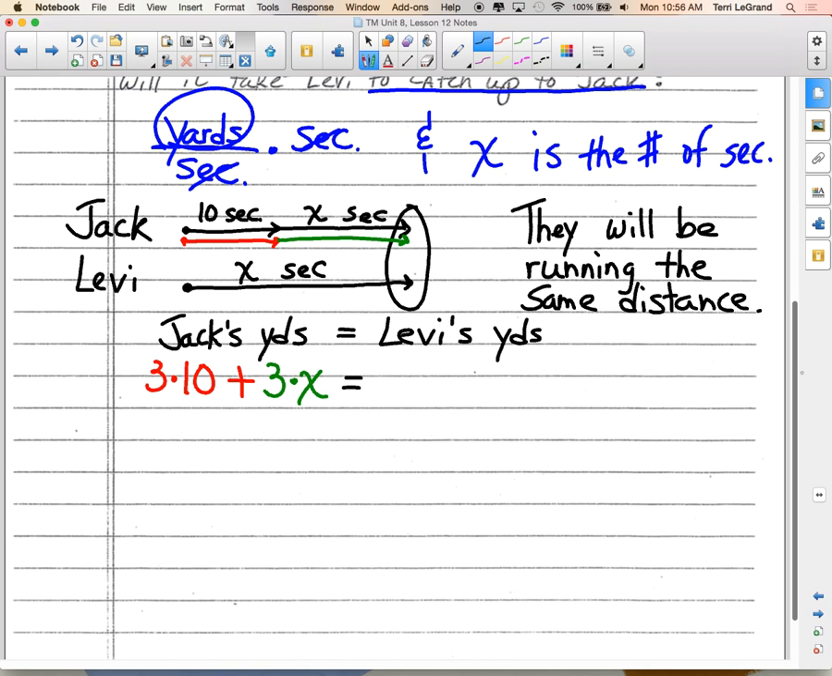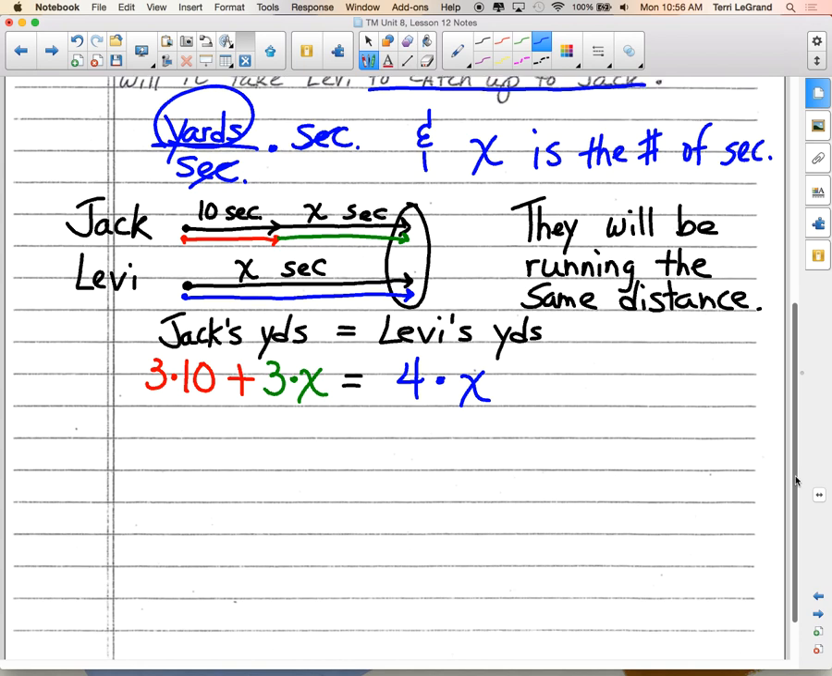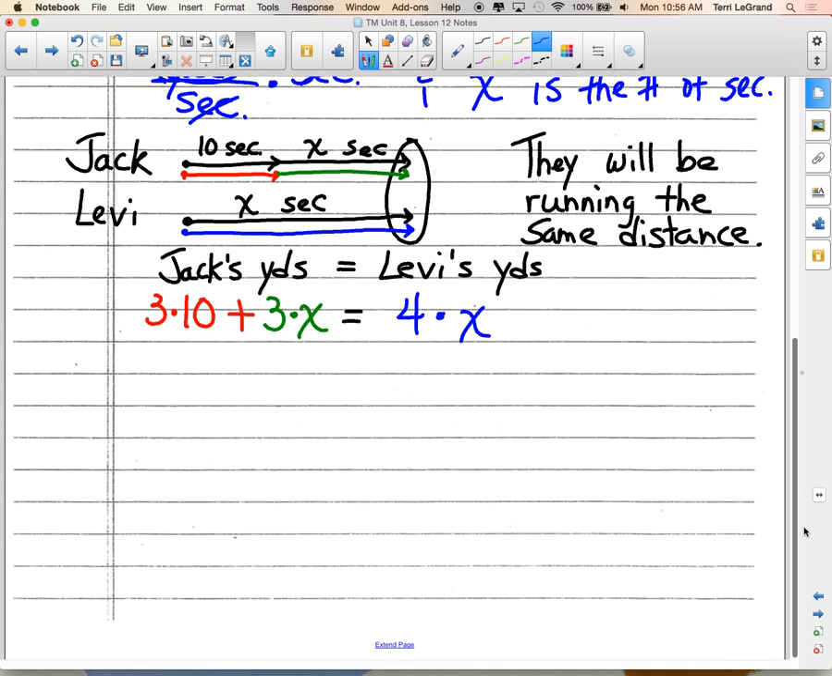So what are we going to do, Harley? Levi is 4 times x because he's running 4 yards per second for x number of seconds. So we have our equation. Is it ready to solve? Think we can do something else yet to get it ready?